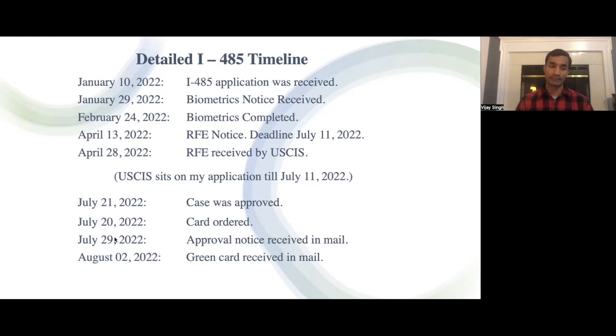My cards were actually ordered on July 20th, which was a day before. On July 29th, I received the physical approval notice in my mail. And after about a week, on August 2nd, I got the physical green card in my mail. So this was the timeline of the I-485 application process.